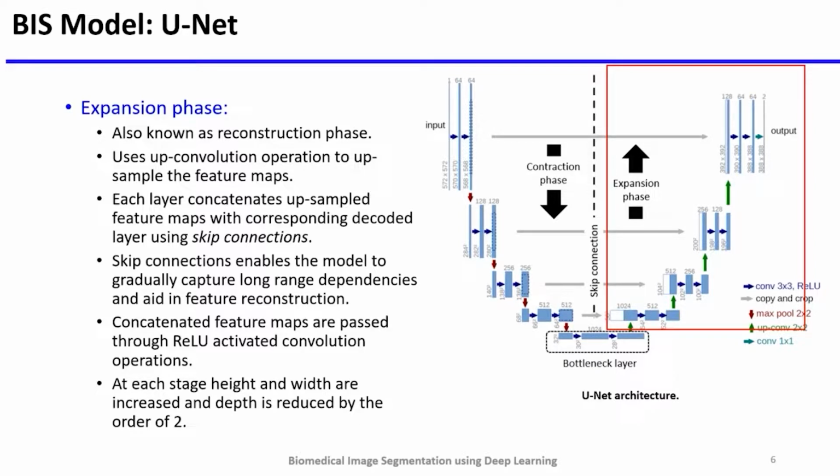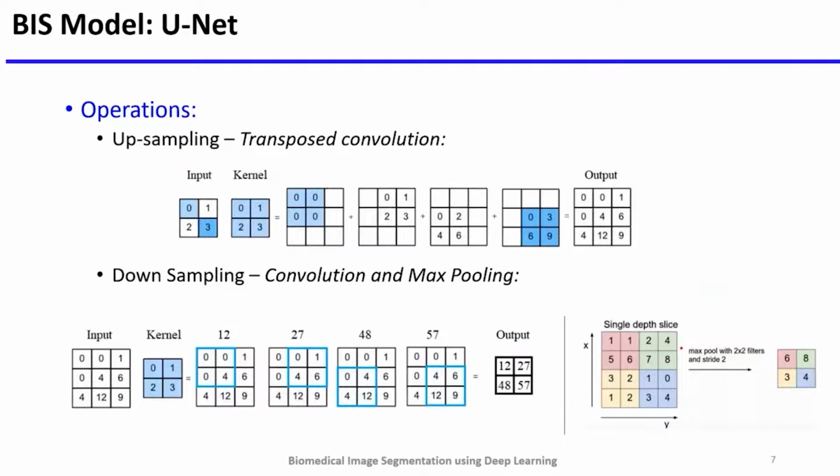Additionally, we also make use of skip connections to efficiently utilize previously learned features while reconstructing the feature maps. The skip connections enable the network to transfer the encoded feature maps in the contraction phase to the corresponding decoder layer in the reconstruction phase. As shown with the gray arrows, left to right, these long skip connections enable the network to gradually capture long-range dependencies in the feature maps. At each stage, the feature maps from the upsampling operation and skip connections are concatenated along the channel axis and then are processed with the convolution operation.